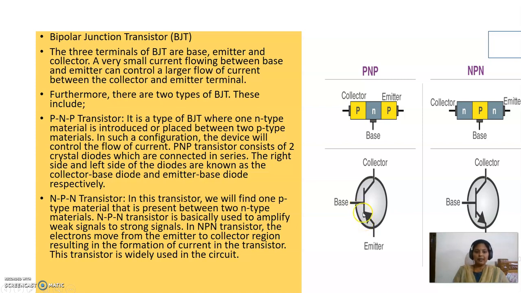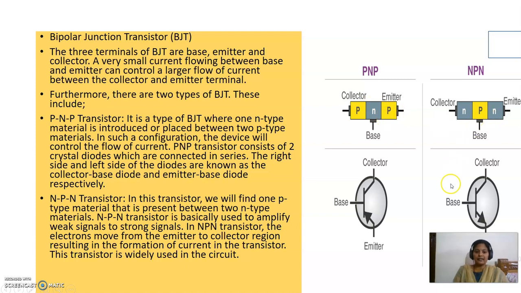Now in the case of PNP transistor, one N-type material is introduced between the two P-type materials. So the device will control the flow of current here. A PNP transistor consists of two crystal diodes which are connected in series.